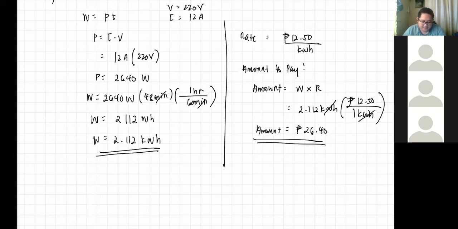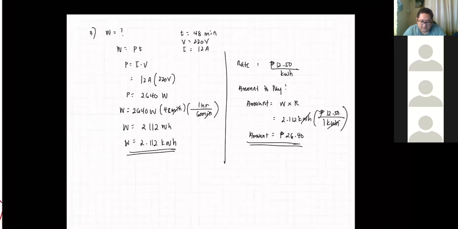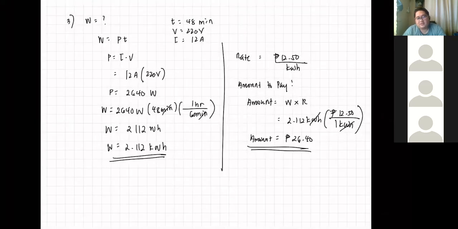Or you can also calculate, for example, if you have an aircon that you plan to turn on for 8 hours per day, just get the capacity of your aircon. For example, you have a 2 HP aircon, so you have the power, multiply it by the time, then you get the electrical energy, then multiply it by the rate to get the amount. Okay? Okay tayo sa electrical energy.